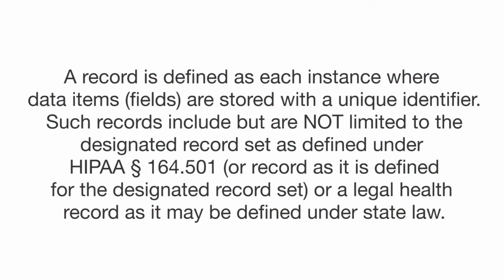So a record, as defined by HITRUST, is an instance where data items, fields, are stored with a unique identifier. Such records include but are not limited to the designated record as defined under HIPAA. So having an understanding of how many records you have, obviously that's going to be what's included in the scope of your assessment. So gathering this data on the in-scope systems prior to starting the assessment is critical because you need to know where and when those level 2 and level 3 will apply.